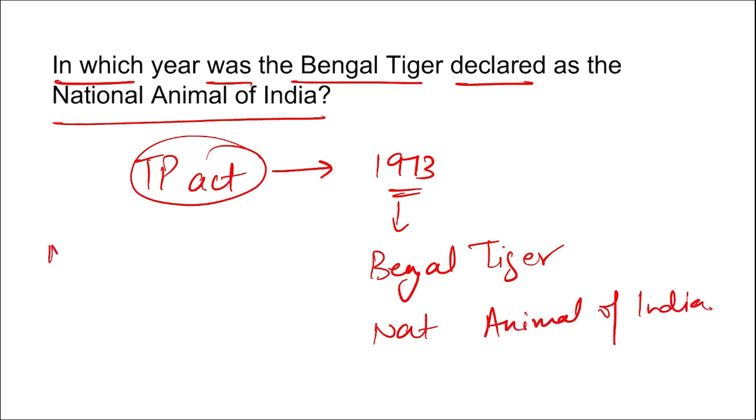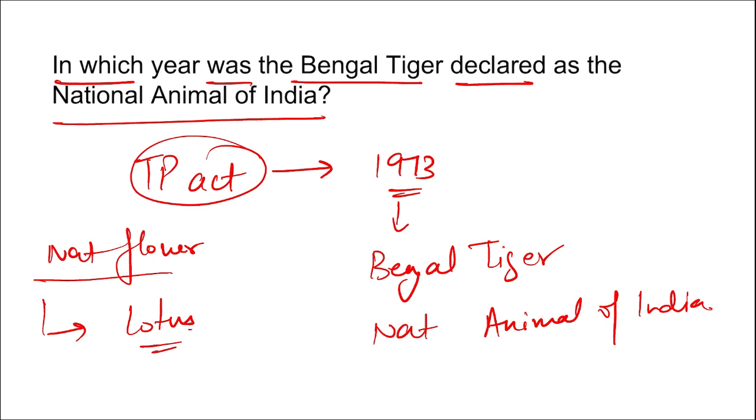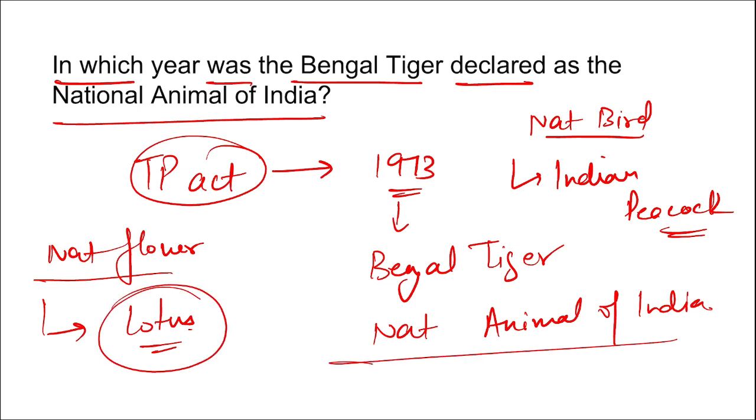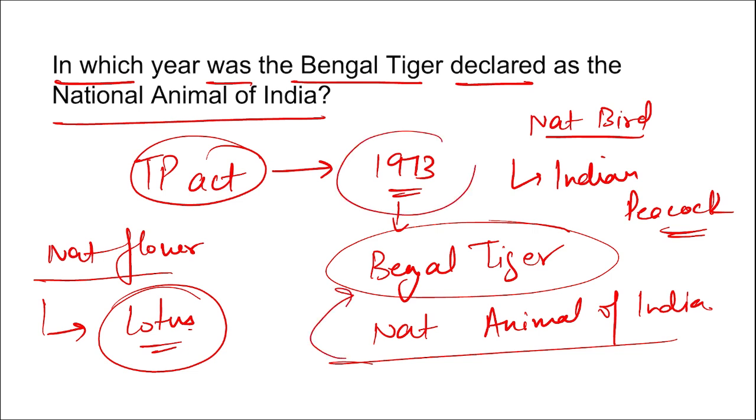Can you tell me the national flower of India? It is your lotus. Alright. Which is the national bird of India? It is the Indian peacock. National flower is lotus, and national animal, that is your Bengal tiger, was declared as the national animal in 1973, in which year the Tiger Protection Act was also launched.